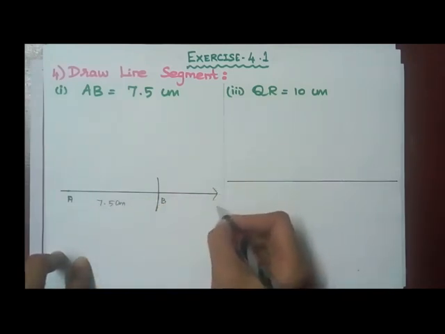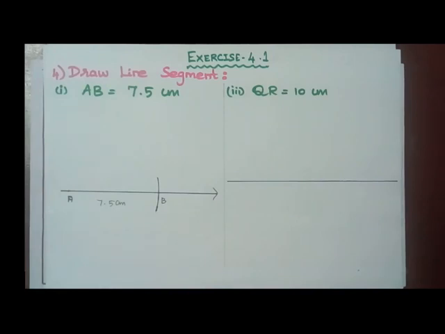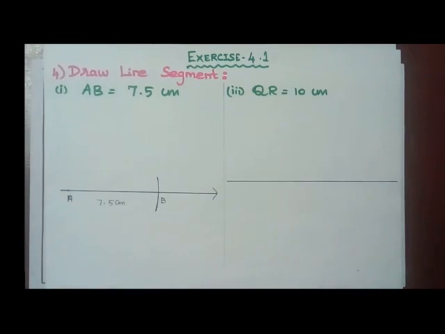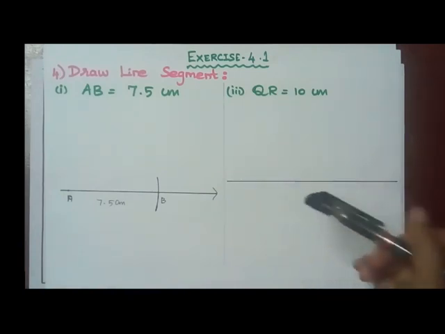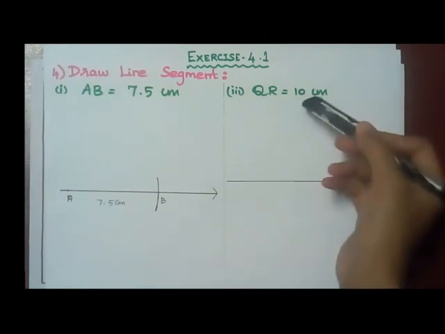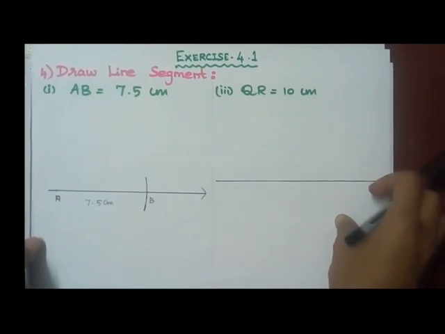Is it clear? First draw a line and measure the given value using compass. Place the pointer at A and draw a small arc on the line L. It cuts the line at a point. Name that point as B. So next problem, QR equal to 10 centimeters.